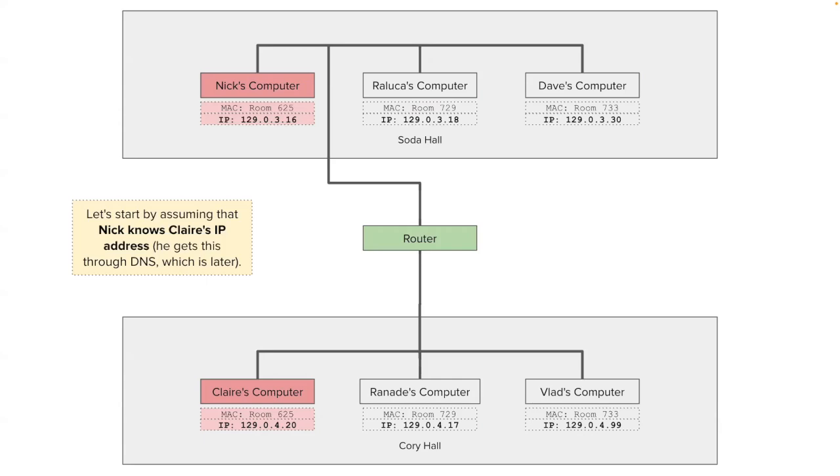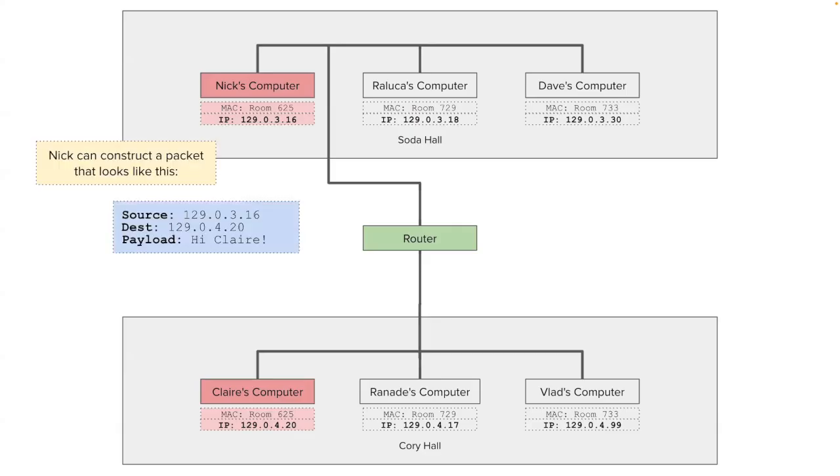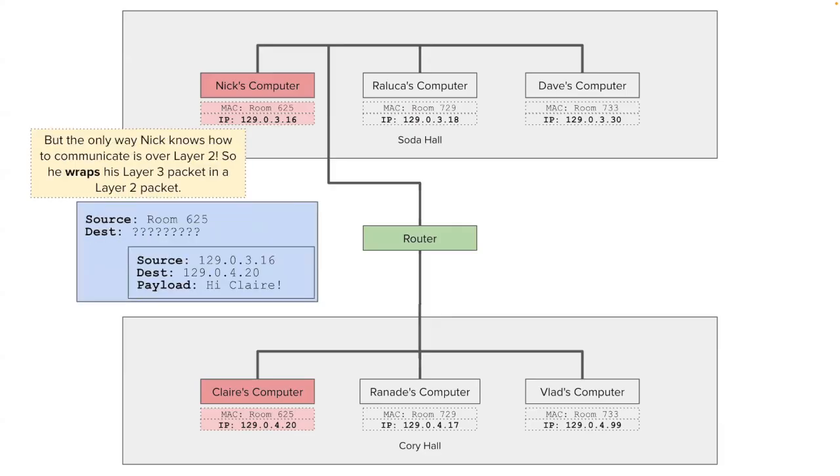Let's assume that Nick knows Claire's IP when he wants to send a message, and he can actually get this through DNS, but we're going to talk about this later. Now the original message will be: the source is Nick's IP, the destination is Claire's IP, and the payload is "hi Claire." But the only way Nick knows how to talk to Claire is over layer 2. So he wraps this layer 3 packet in a layer 2 packet. Remember that in layer 2, we use MAC addresses to identify the sender and recipient. In this case, of course, the source is room 625, which is Nick's location, and the destination is unclear.